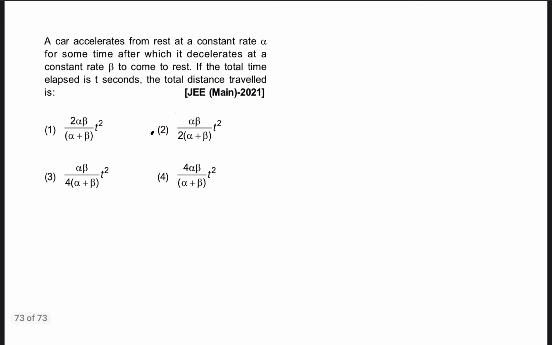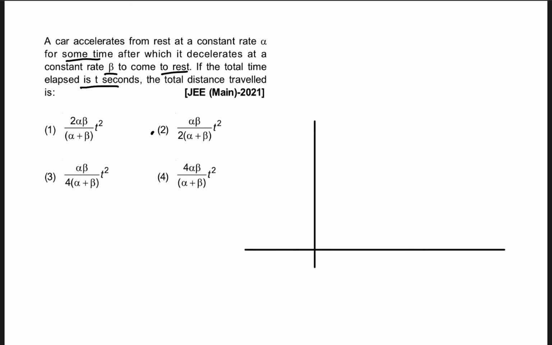Okay. Next one. Last question. A car accelerates from rest at constant rate alpha for some time, after which it decelerates at a constant rate beta to come to rest. If the total time elapsed is t seconds, the total distance covered is equal to how much?